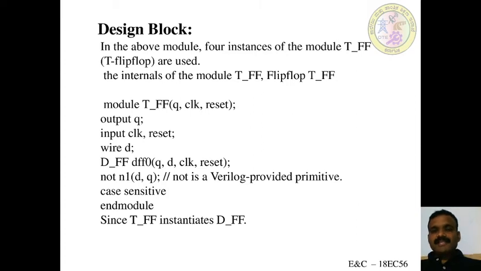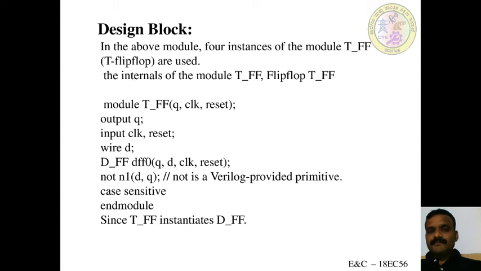NOT gate, so it is case sensitive, and end module. Since the T flip-flop instantiates the D flip-flop, inside the T flip-flop we can see the D flip-flop and the NOT gate. So this is the second module.